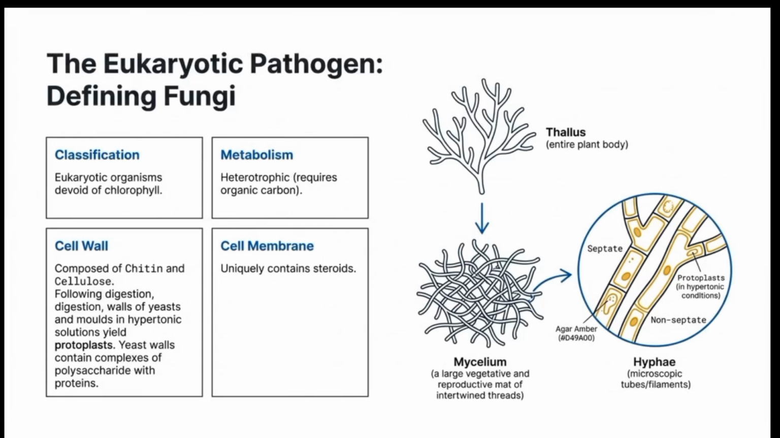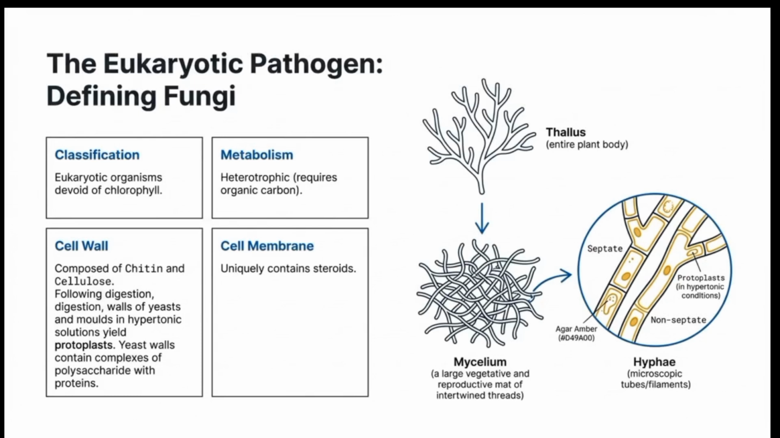And the physical structures they use to do this are incredibly unique. The entire body of the fungus is known as the thallus. Okay. As it grows, it forms this large vegetative mat called a mycelium. And if you zoom in on that mycelium under a microscope, you'll see it's made up of these microscopic intertwined tubes called hyphae. Okay, let's unpack this because the materials they use to build those tiny tubes are just wild. Oh, yeah. Their cell walls are largely composed of chitin and cellulose. And chitin is the exact same ultra-tough material that makes up the exoskeletons of beetles and crabs. It's essentially insect armor.